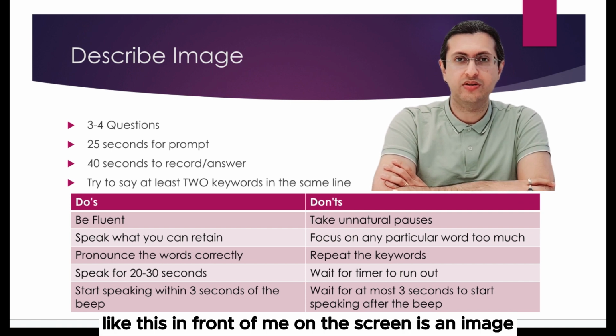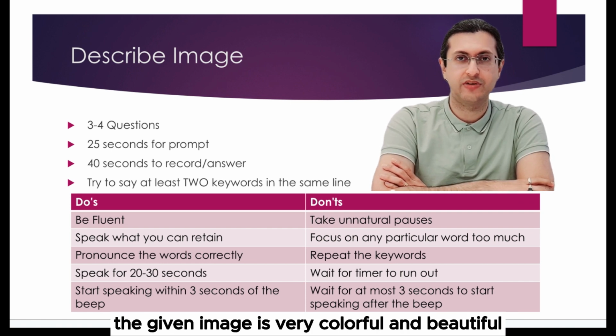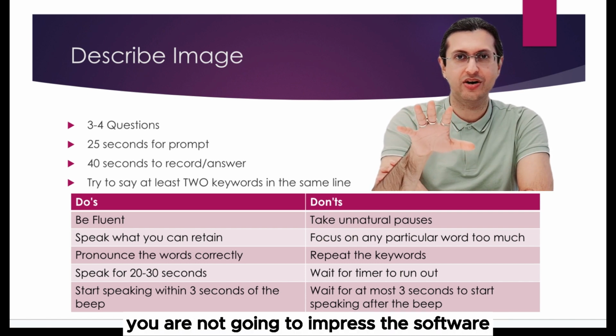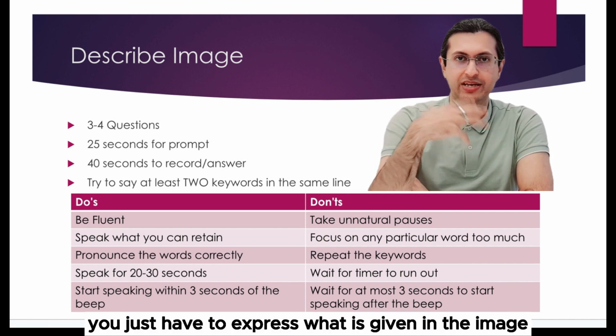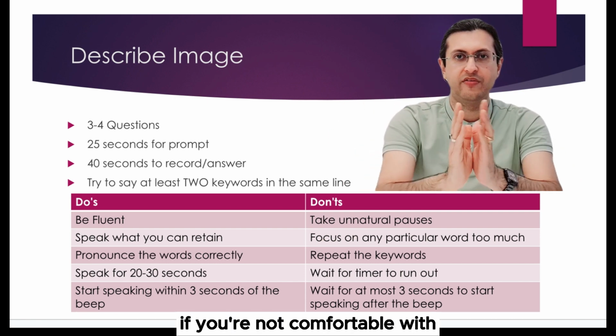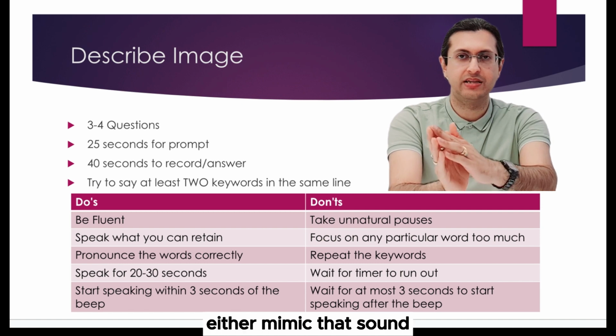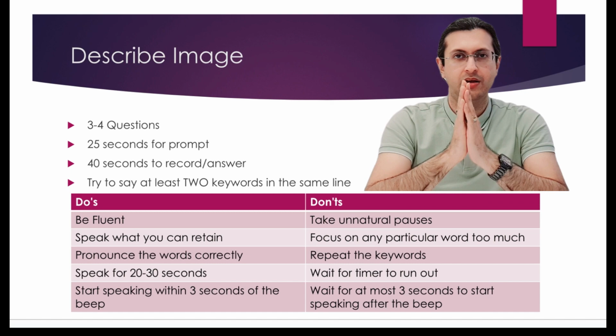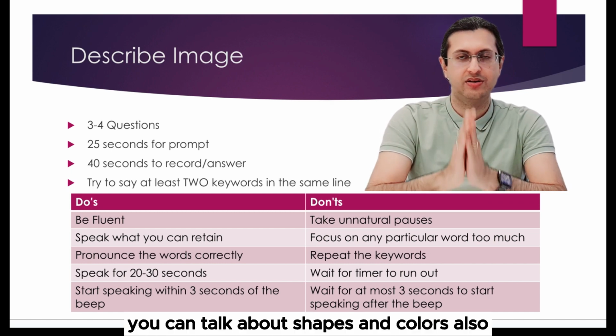In front of me on the screen is an image. The given image is very colorful and beautiful. See, you don't have to speak like that, right? You are not going to impress the software. You just have to express what is given in the image by reading the words and the numbers on the screen. If you're not comfortable with something, either mimic that sound or just skip that word or number. It's okay. You can talk about shapes and colors also.